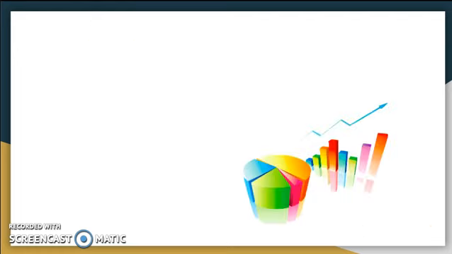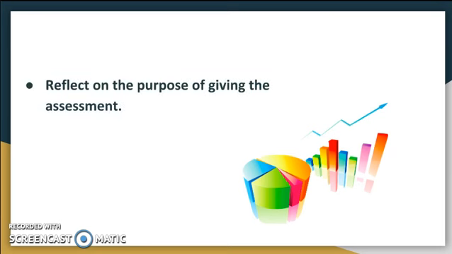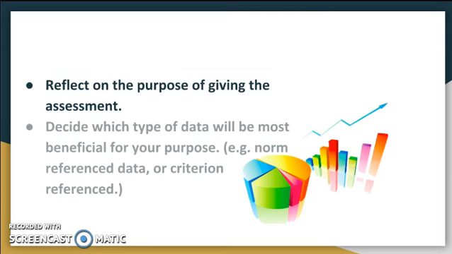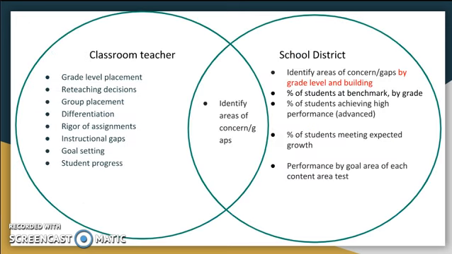You have the data, now what do you do with it? Reflect on the purpose of giving the assessment. Decide which type of data will be most beneficial for your purpose. Once considerations have been taken into account, you are hopefully left with information which can improve your ability to make data-driven decisions. This Venn diagram shows a comparison of focus of data usage between a classroom teacher and a school district. As you can see, interpretation of data varies depending on purpose.